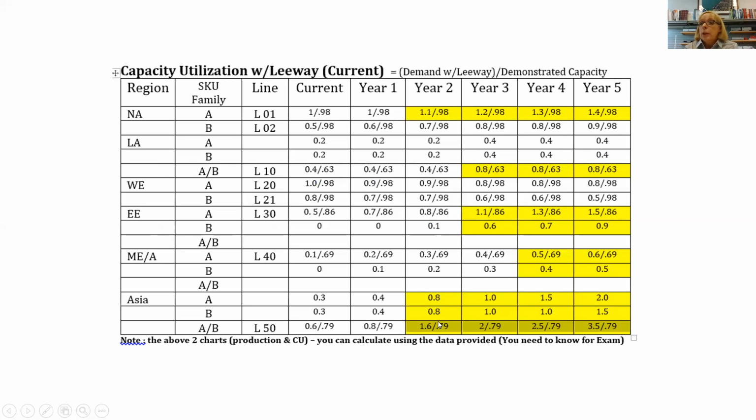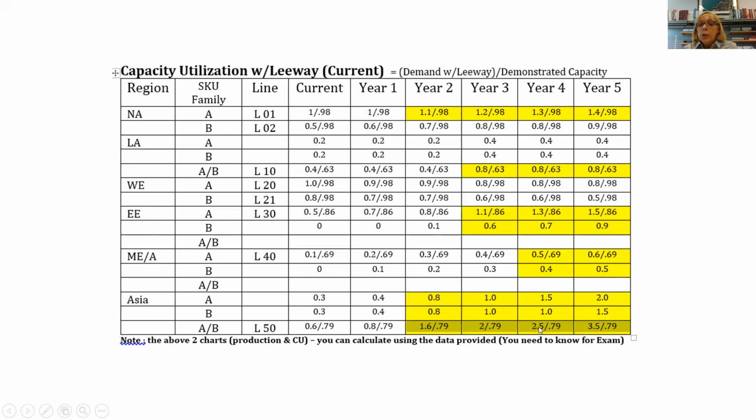Let's drop down here and look at Asia, for example. In the current year, we have demand with leeway of 600,000 or 0.6. We have demonstrated capacity of 0.79 or 790,000. So we have more capacity in the current year than we actually have demand to use. In year 1, it's almost even if you look at that. Now what happens in year 2 is that we hit really very significant and dramatic growth. We go from 0.8 or 800,000 to 1.6 million cases in demand with leeway.